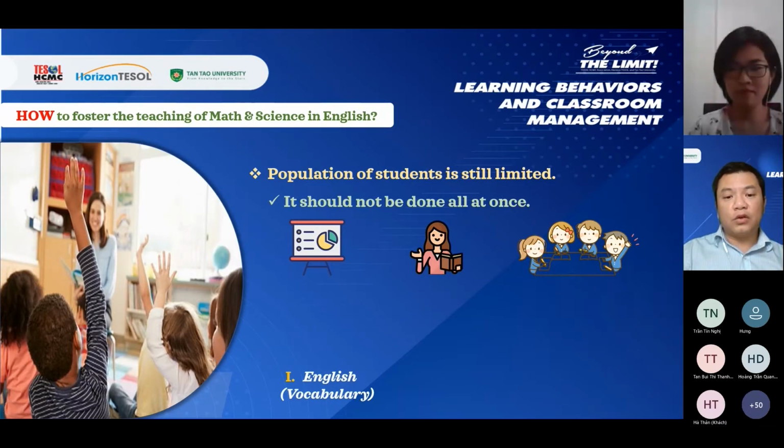However, it's just for the vocabulary. Right now, the Ministry of Education in Vietnam has a bilingual textbook, with the Vietnamese textbook on one side and the English textbook on the other side. This is the first level. And the teachers and students still use Vietnamese to learn the subject.